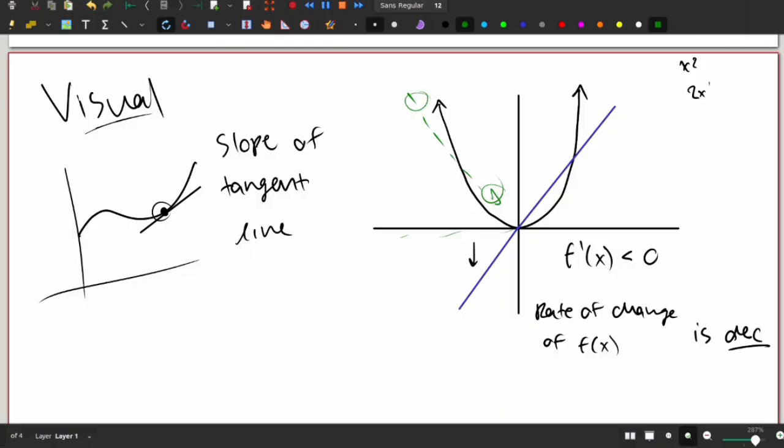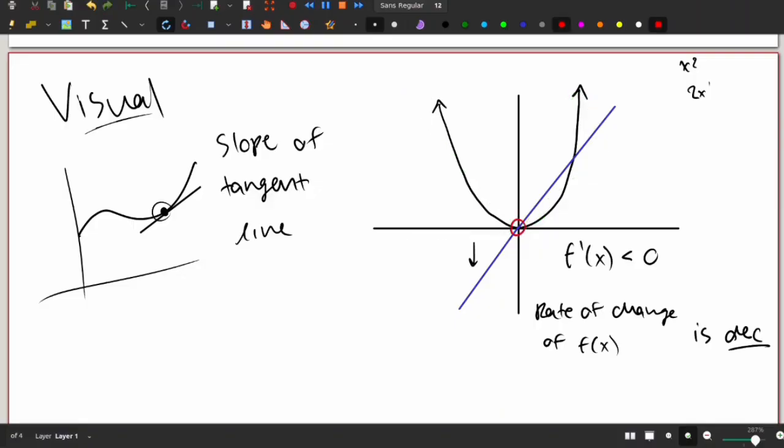Now, the opposite is also true. Wherever f prime of x is greater than 0, it's a positive number, because this line, which is f prime of x, is positive. That means our parabola, wherever f prime is positive, is increasing in value, meaning it starts at a lower number and increases to a higher one.